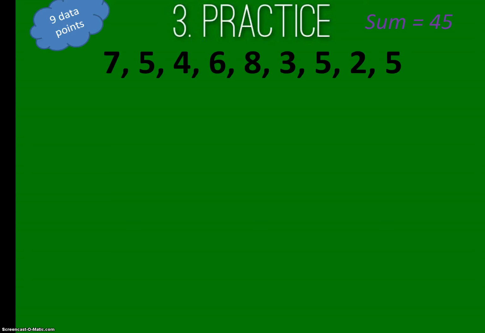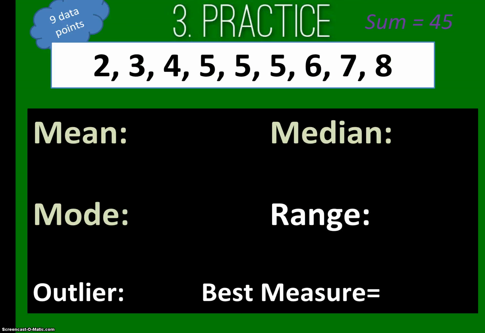Write down these data points in order from least to greatest. There are 9 of them. Pause the video and see what you did. So you write these in sequential order. You get 2, 3, 4, 5, 5, 5, 6, 7, and 8. You found the sum to be 45. So I take 45 and I divide by how many numbers I have, which are 9. You go to your calculator and enter 45 divided by 9.